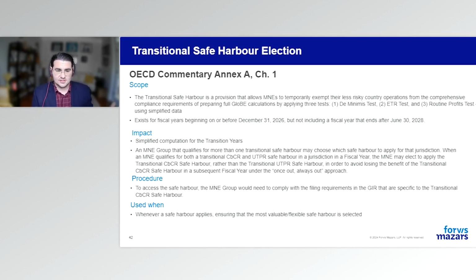Basically, this is the CBCR transitional safe harbor, which says we're going to apply the de minimis test using qualified financial statements information on the CBCR. We're going to apply the ETR test, with a little bit of adjustments for hybrid arbitrage and things like that. And we're also going to apply this routine profits test, which says, if I have enough substance-based income exclusion amount that exceeds my proxy for net GloBE income, I'm okay.